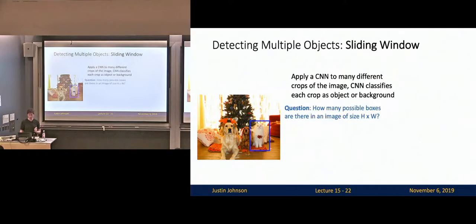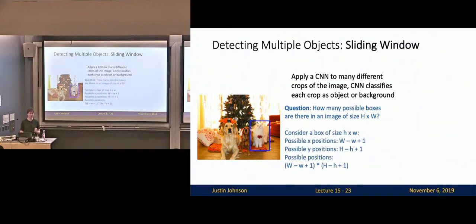But there's a problem. Let's think about how many possible bounding boxes there are in an image of size H cross W. And hint, it's going to be a lot, right? If we have an input image of size capital H cross capital W, then consider a box of size lowercase h cross lowercase w. Now, the number of positions that we can put this in, well, there's capital W minus lowercase w plus 1 possible x positions that we could put this box, and similarly for the number of y positions that we can put this box. So that means that the number of positions we can put this box in is this quadratic equation that depends on the product of capital W and capital H.